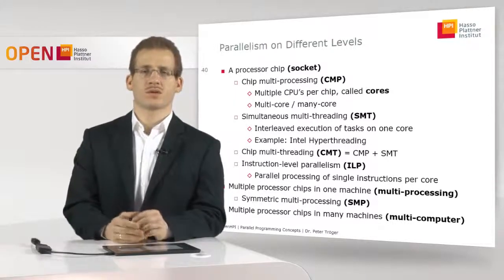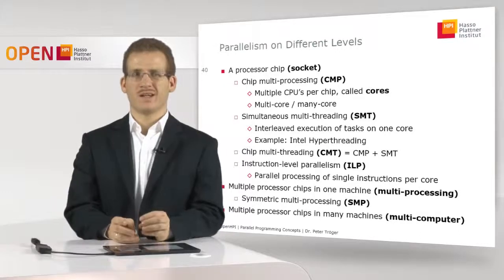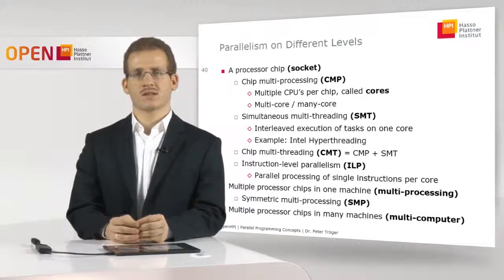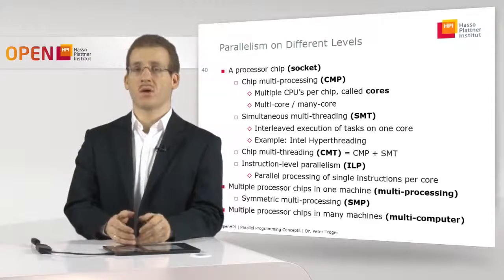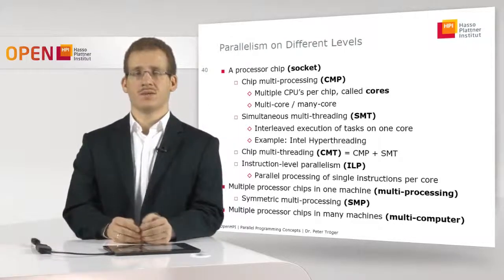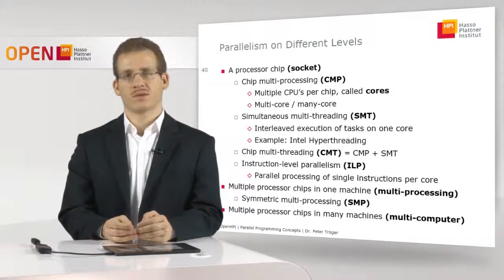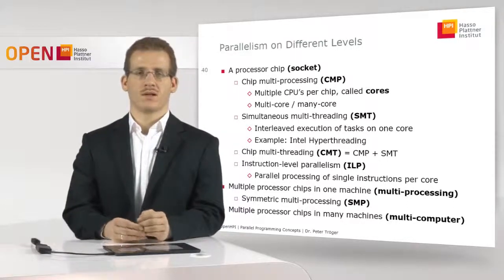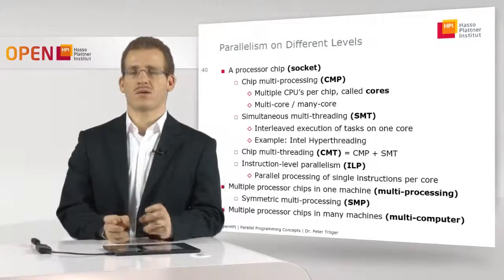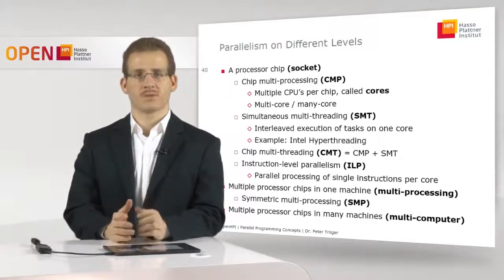Inside one processor chip, you may have a concept that is called chip multiprocessing, CMP. And chip multiprocessing is the acronym for describing that you have actually multiple CPUs on this chip. And these CPUs are now called cores. So chip multiprocessing is the acronym that describes what is also known as multi-core or many-core processor, where you can use completely independent parallel activities and tasks at the same time on one processor chip.